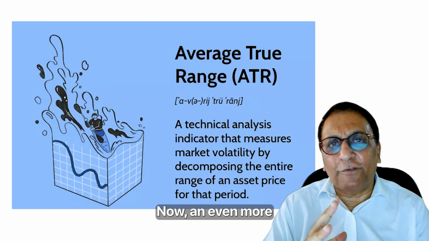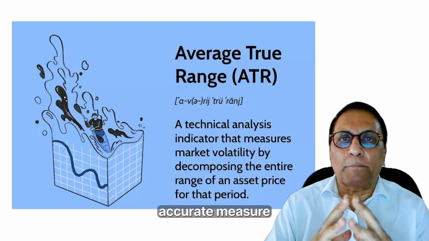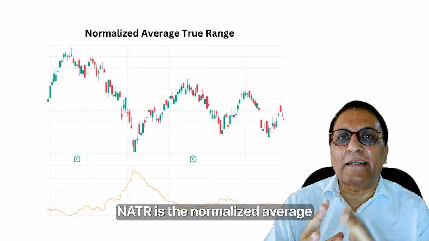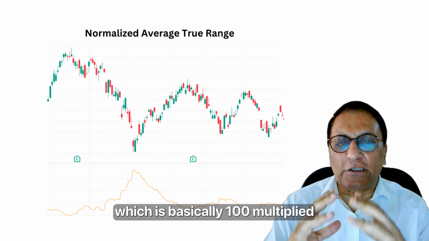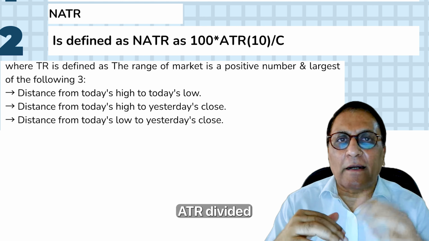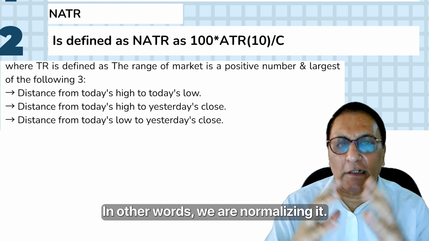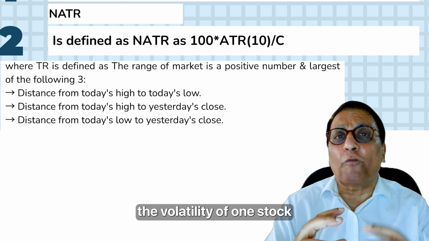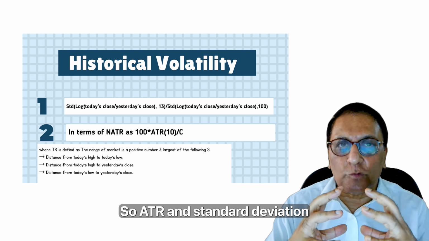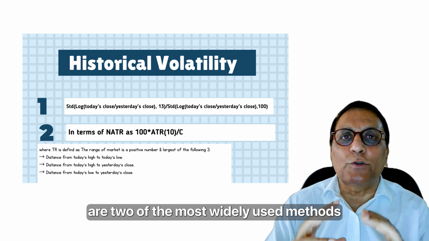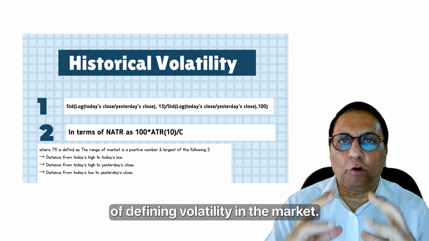Now, an even more accurate measure is the NATR. The NATR is the normalized average true range, which is basically 100 multiplied by the 10 period ATR divided by the closing price of the day. In other words, we are normalizing it. This way, we can measure the volatility of one stock to another stock. So ATR and standard deviation are two of the most widely used methods of defining volatility in the market.